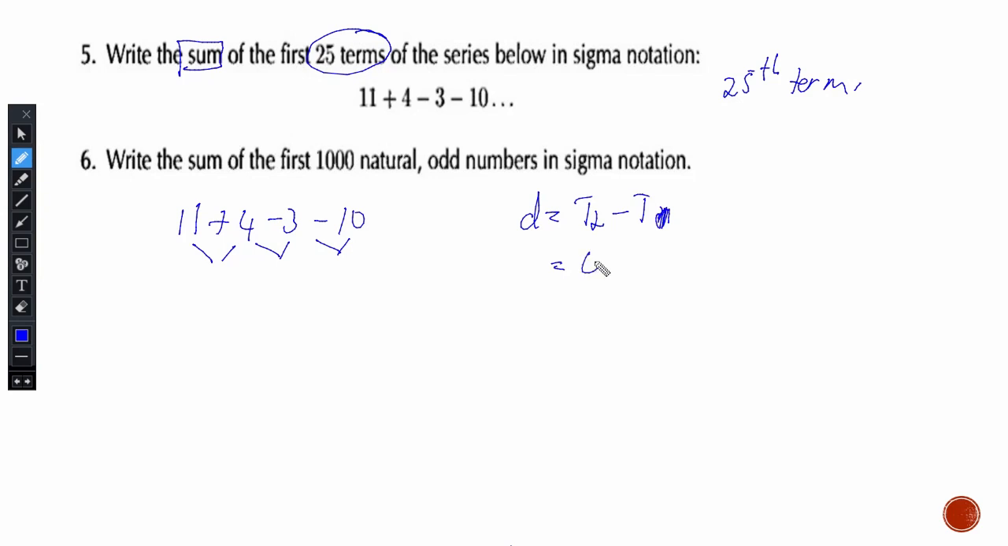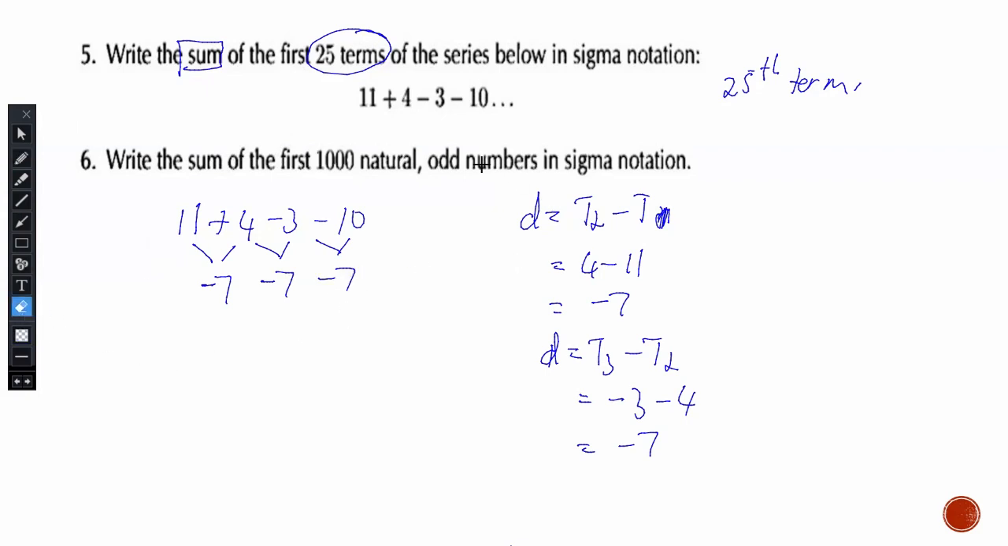T1, this is going to be 4 minus 11. So 4 minus 11 gives us negative 7. Let's see if T3 minus T2 will also give us that. If we say negative 3 minus 4, still we get negative 7. So yes, this is an arithmetic progression. So minus 7 to get to the next term.